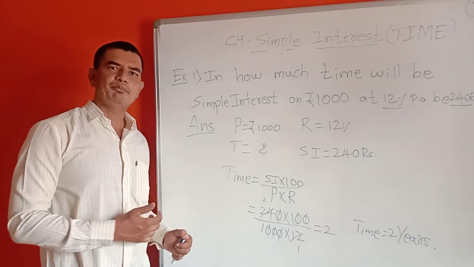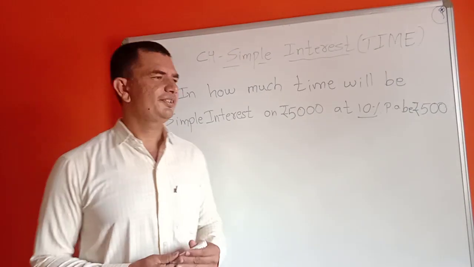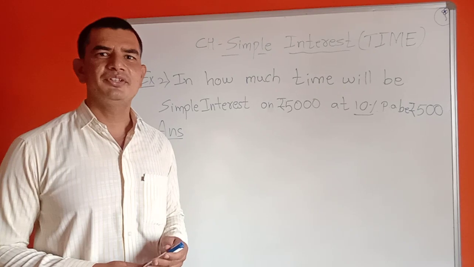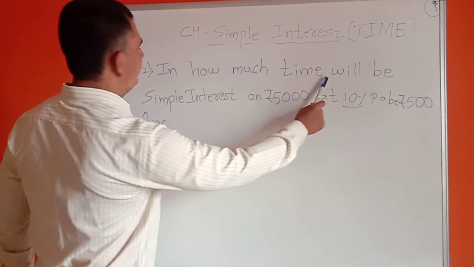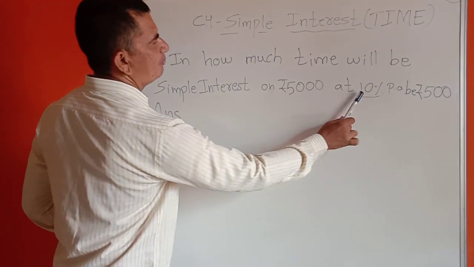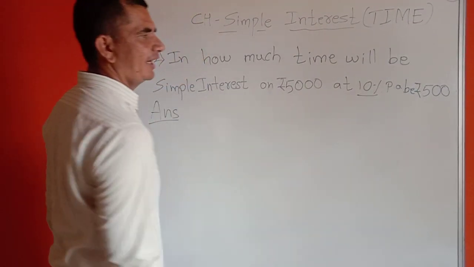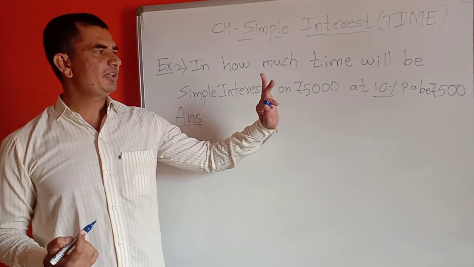Let's take one more example: how to find out the time. Students, see the second example of this time. In how much time will the simple interest on rupees 5000 at 10% per annum be rupees 500? We don't know the time. This is the simple interest.